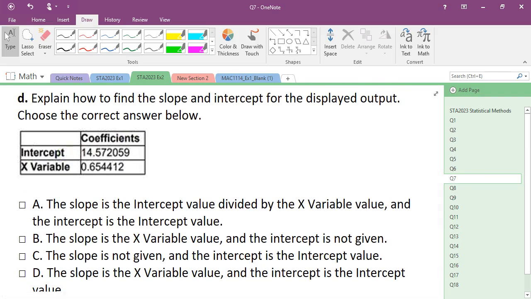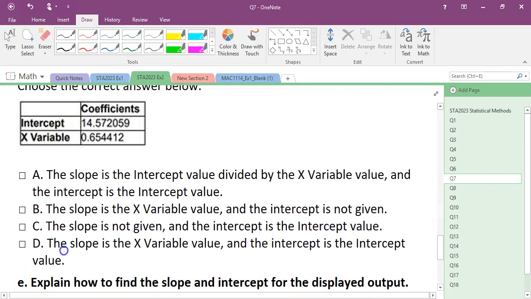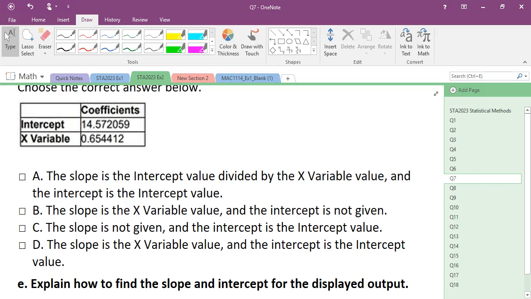So here we got another one. It says, explain how to find the slope and the intercept. A, the slope is the intercept value divided by the x variable value, and the intercept is the intercept value. B, the slope is the x variable value, and the intercept is not given. C, the slope is not given, the intercept is the intercept value. Or D, the slope is the x variable, and the intercept is the intercept value. Definitely D.